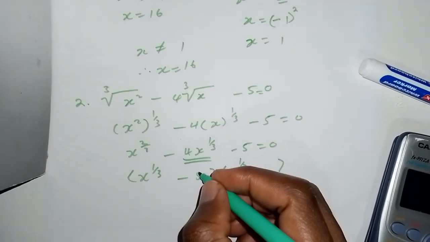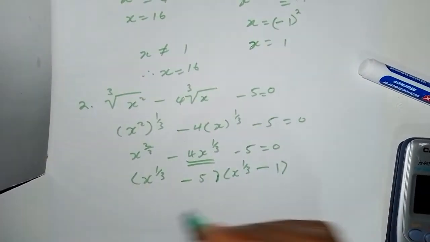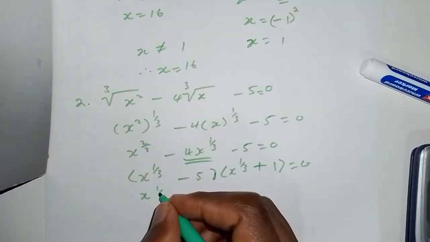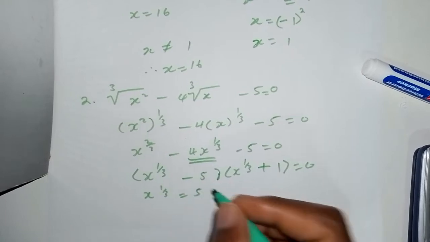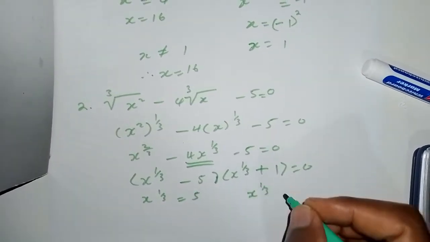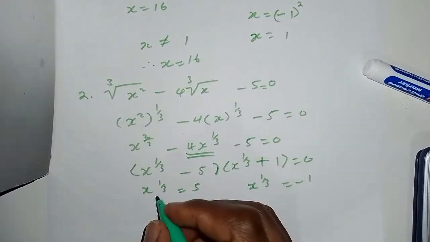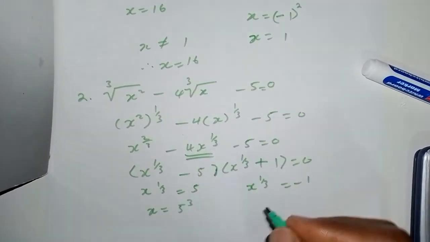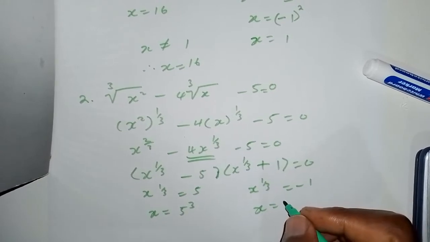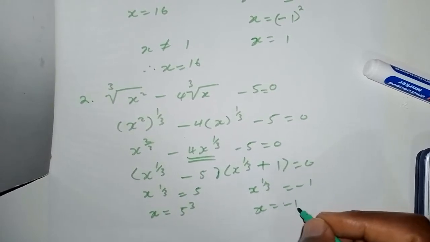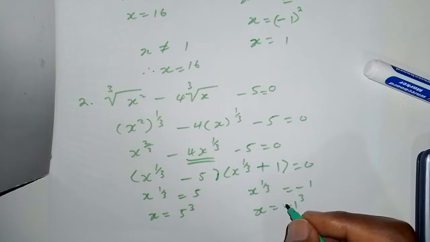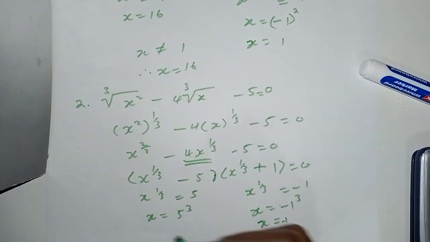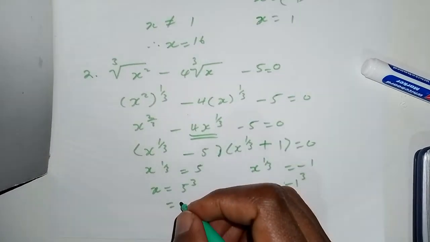Then we have minus 5, minus 1. Which one is positive? This is positive, equals to 0. Right? x to the power 1 over 3 is equal to 5, and x to the power 1 over 3 is equal to negative 1. Then x is equal to 5 to the power 3, and x is equal to negative 1 to the power 3. Definitely this will give us x is equal to negative 1, and this will give us x is equal to 125.